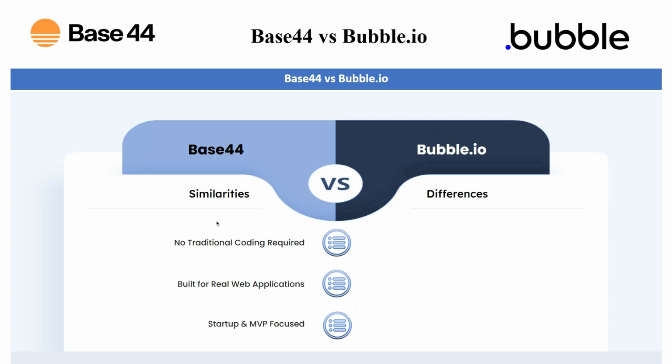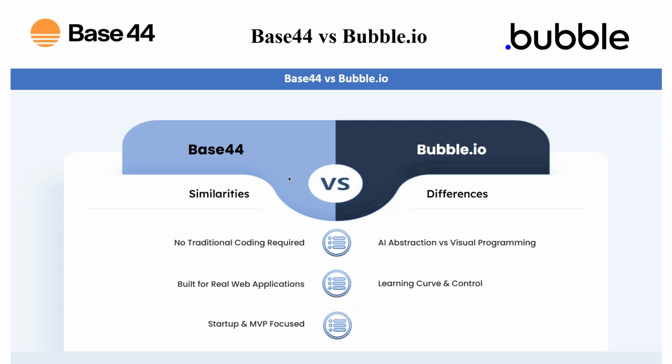Now, let's move on to their differences. And the first one that we have is AI abstraction versus visual programming. Base44 leans heavily into AI abstraction. You describe what you want, and the system structures backend components like databases and APIs for you behind the scenes. Bubble, in contrast, is a visual programming environment where you manually design workflows, logic, and data structures through a drag and drop interface. With Bubble, you are more directly involved in defining how everything works.